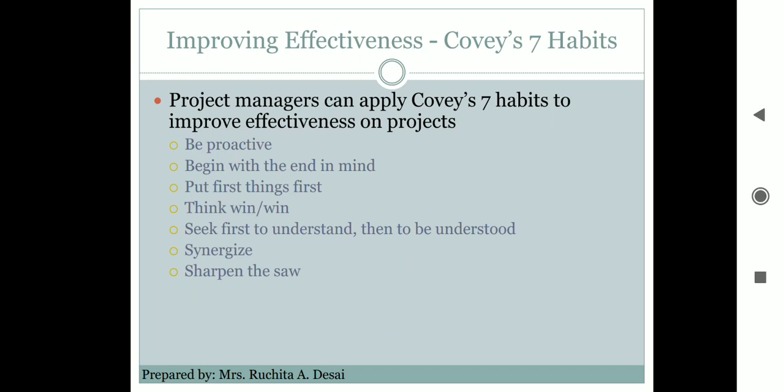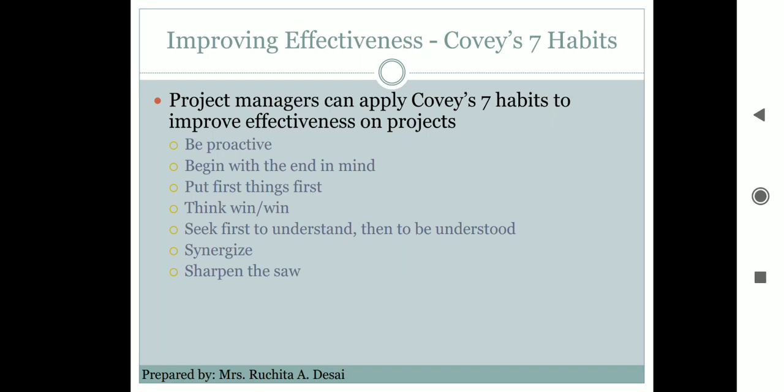Begin with the end in mind. This suggests that people focus on their values, what they want to accomplish, and how they want to be remembered in their life. He suggests writing a mission statement to help achieve this habit. Begin with the end in mind means we have the mission statement in mind, and to achieve that statement, we are working.